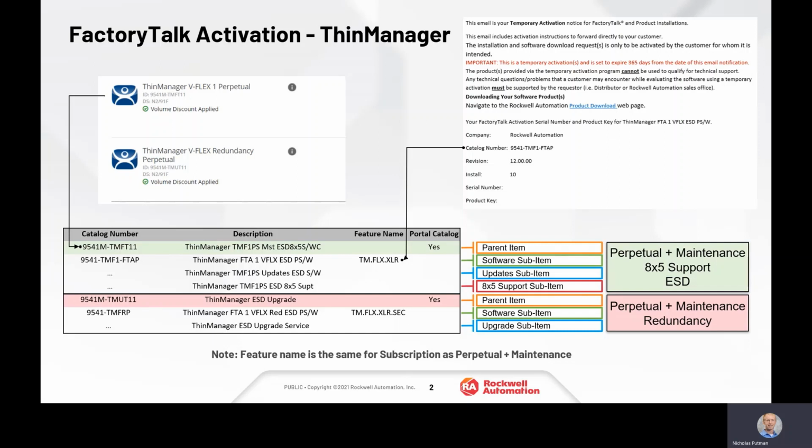Please note also that the feature names that you should expect to see on your primary and secondary server should be the same using the VFlex model, regardless of the support entitlement being 8x5 or 24x7, as well as regardless of this being a subscription or perpetual versus maintenance model. That feature name that you should expect to see activate the software in FactoryTalk Activation is going to be identical.